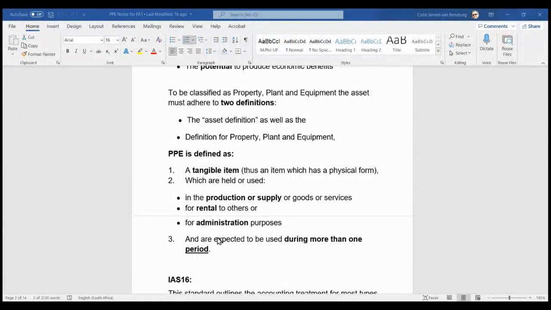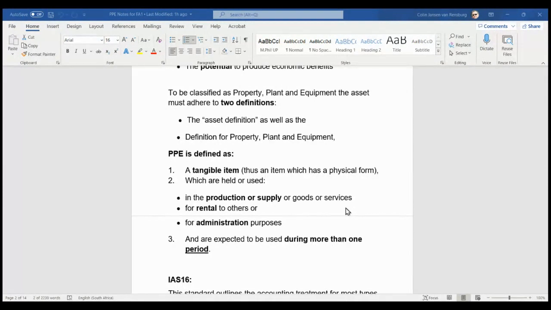I'm going to give you an example, and hopefully this explains it, because I'm sure it sounds a little bit Greek to you. Unless you are Greek, then it sounds Irish to you or whatever. What it means, ladies and gents, let's use an example. Let's say you are acquiring an asset, right? It is tangible. You are going to use it in the production or supply of goods or services, or for rental to others, or administration purposes, but you only intend to use it for 9 months.